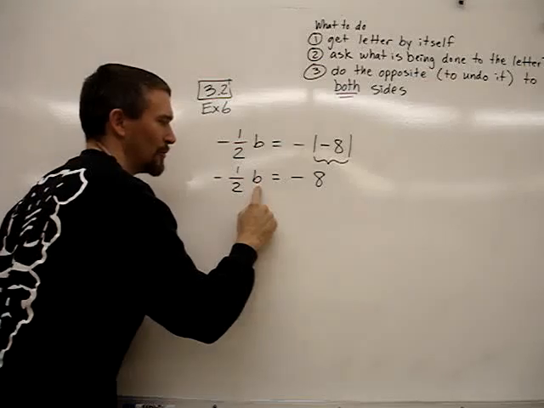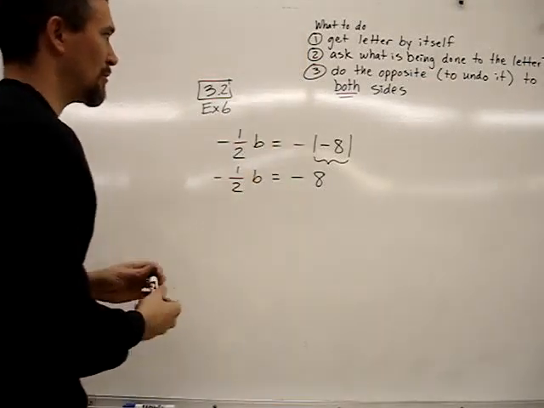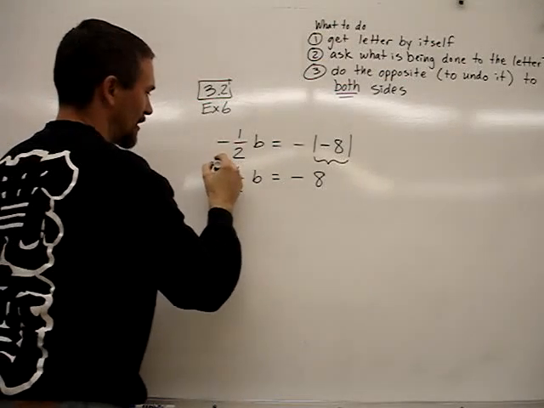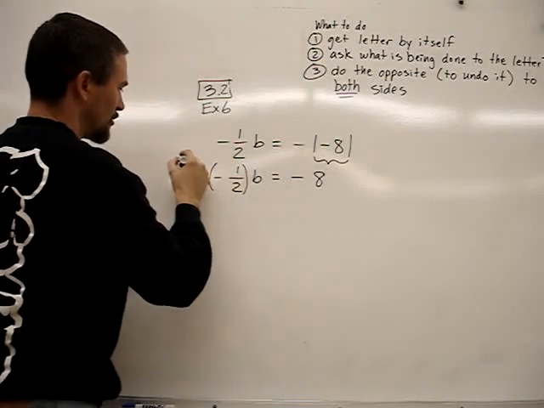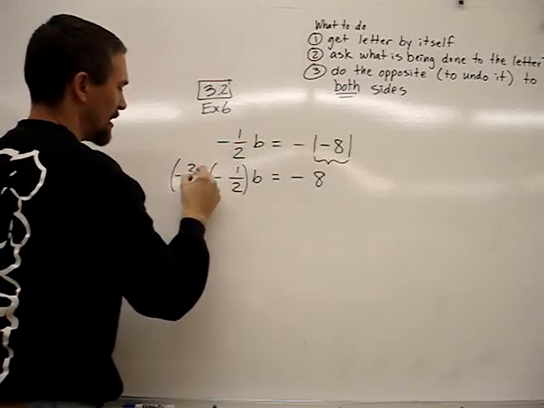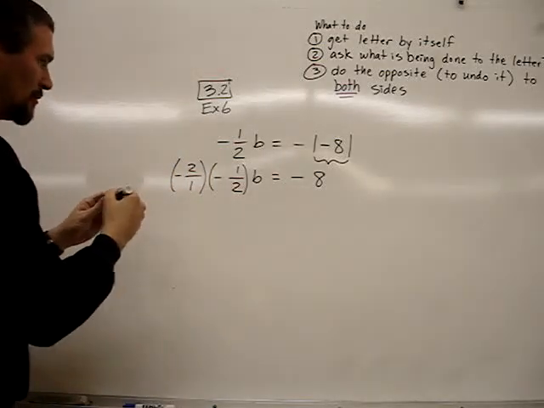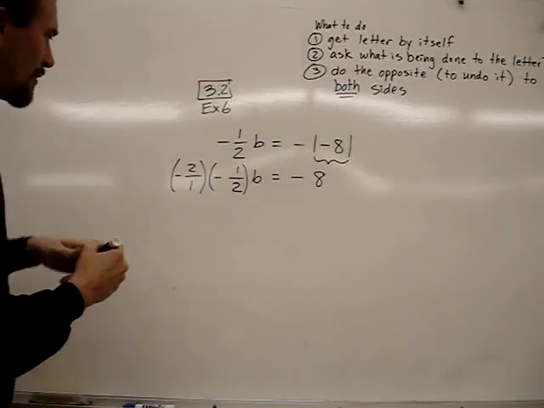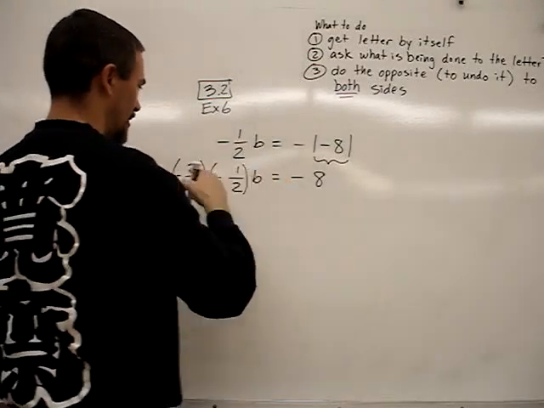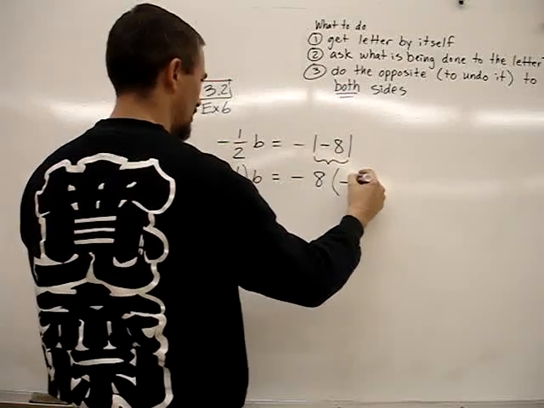What is being done to the variable? That's question number 2. And then you do the opposite. The opposite of multiplying by negative 1/2 is to divide by negative 1/2, which is the same as multiplying times the reciprocal. Reciprocal, of course, is when you flip the fraction. So that's what we're going to do to annihilate this, get it away from the b. And so what is done on this side must be done on the other side.